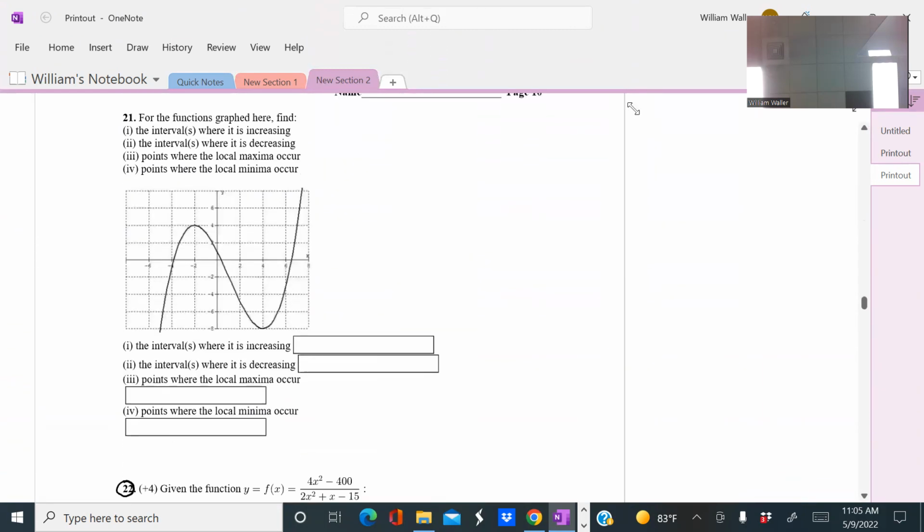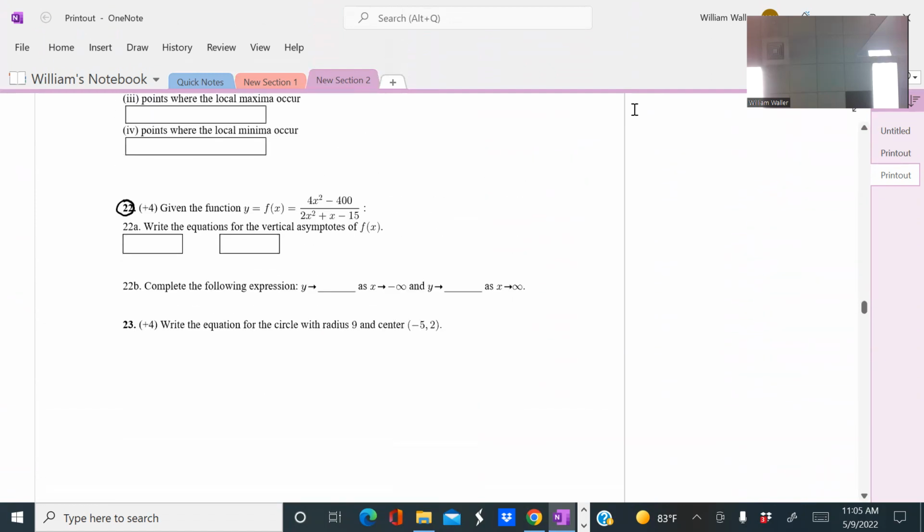Okay, so now let's finally get into some of the new things that are in the last 2 homeworks that will be on the final exam. So this is a rational function. Remember, it's a rational function because it's the quotient of 2 polynomials. In the top, you have 4x squared minus 400. That's a polynomial. And in the bottom, you have 2x squared plus x minus 15. That also is a polynomial.